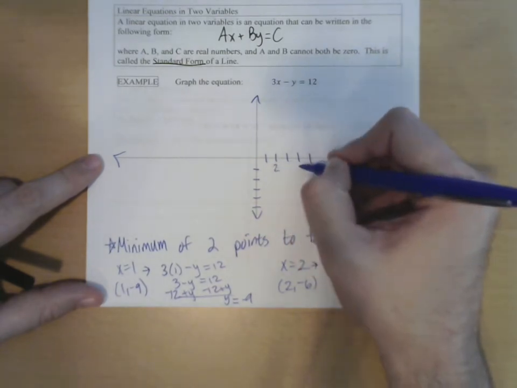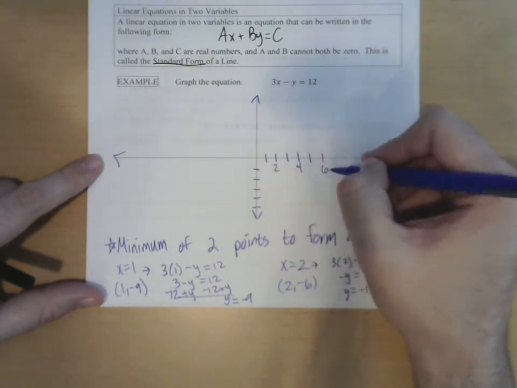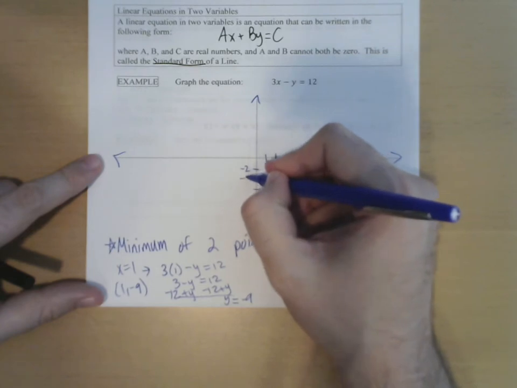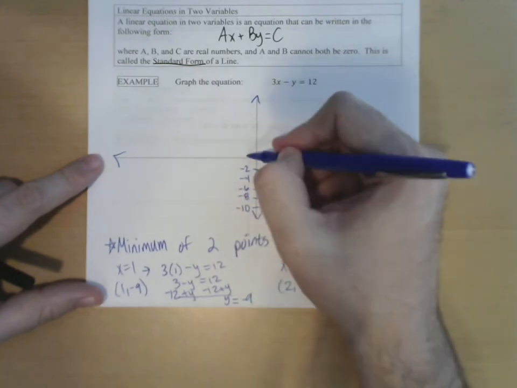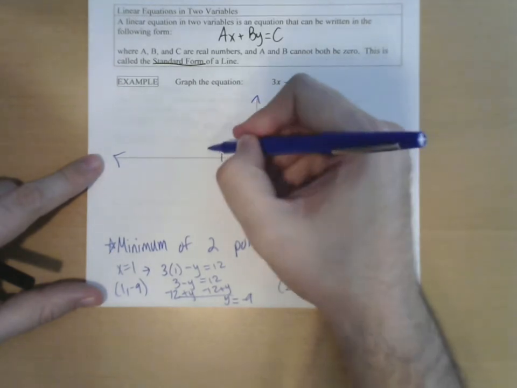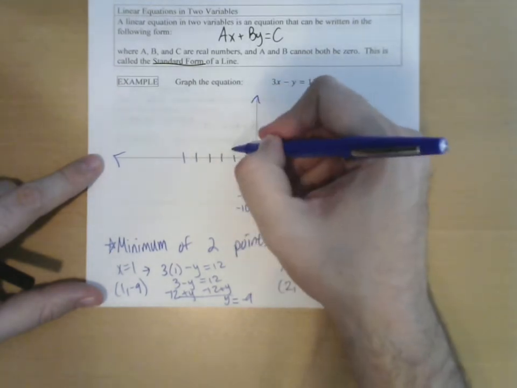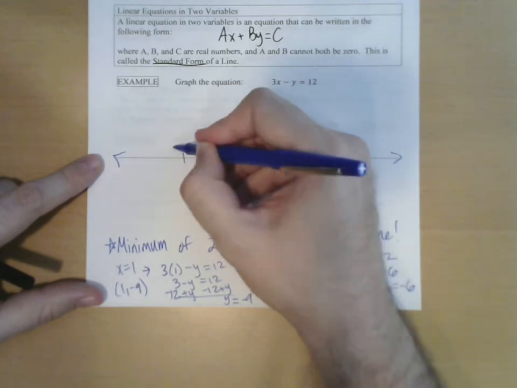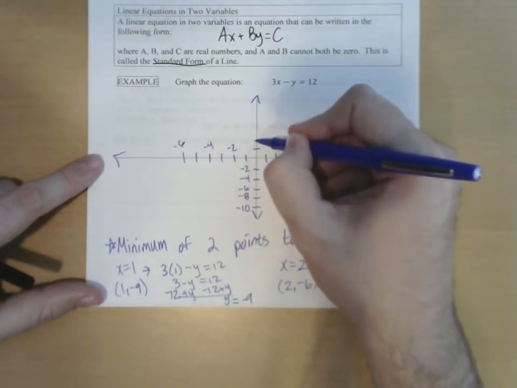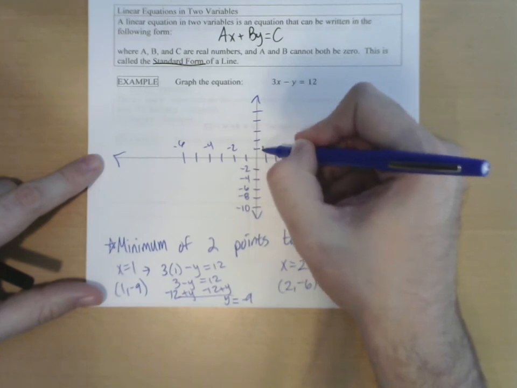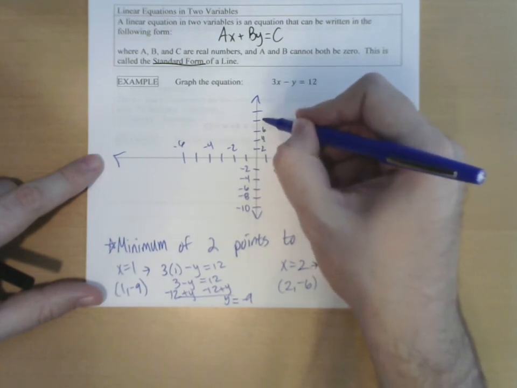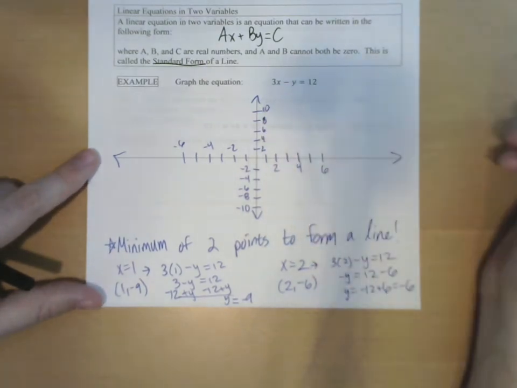So this will be 2, this will be 4. We'll do one more here, 6. This will be negative 2, negative 4, negative 6, negative 8, negative 10. Then 2, 3, 4, 5, 6. This will be negative 2, negative 4, negative 6. 2, 3, 4, 5. And this will be 2, 4, 6, 8, and 10.